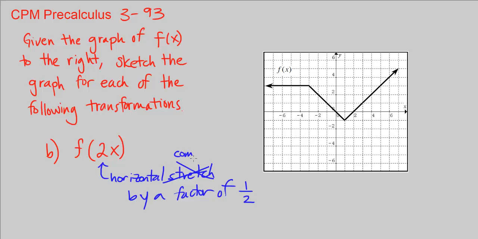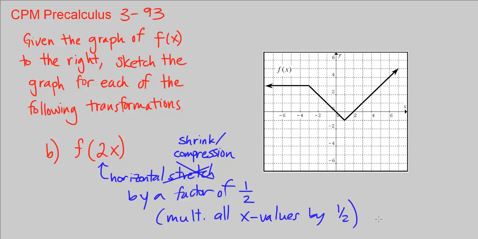So we could even call this a horizontal compression or shrink if we'd like. Okay, I'm going to write compression. You could write shrink. So I'm going to write a horizontal shrink or compression even, by a factor of 1/2. And that means we're going to multiply all x values by 1/2. Okay, leaving all y values as they are.